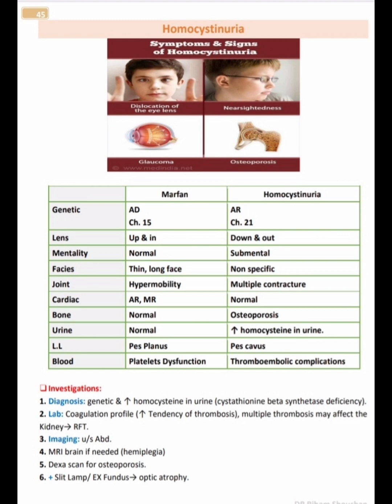Now what are the investigations we do for homocystinuria? These are diagnostic or genetic, and increased homocysteine level in urine, that is cystathionine beta synthase deficiency. Lab we find coagulation profile, there is increased tendency of thrombosis. Multiple thromboses may affect the kidney, so we do the renal function test. Imaging we do ultrasound of the abdomen, MRI brain if needed, we find hemiplegia, DEXA scan for osteoporosis, and plus slit lamp or fundus for optic atrophy.